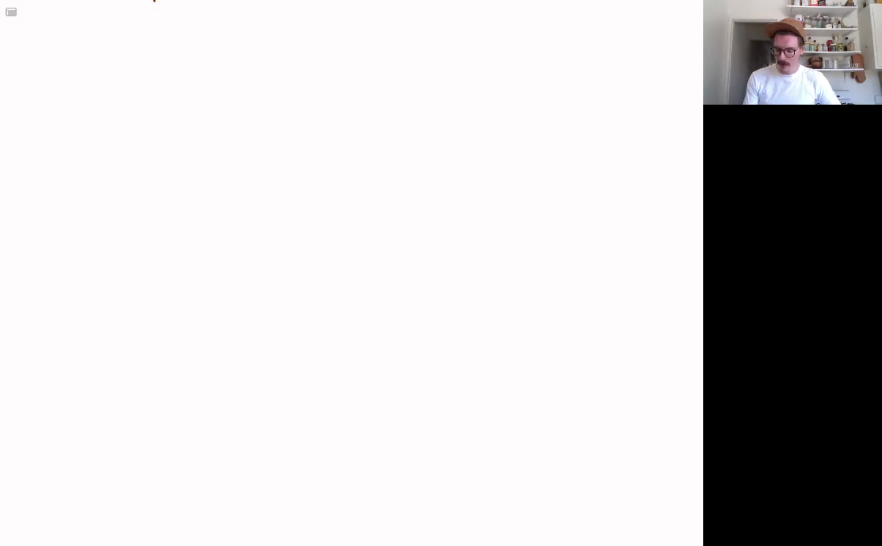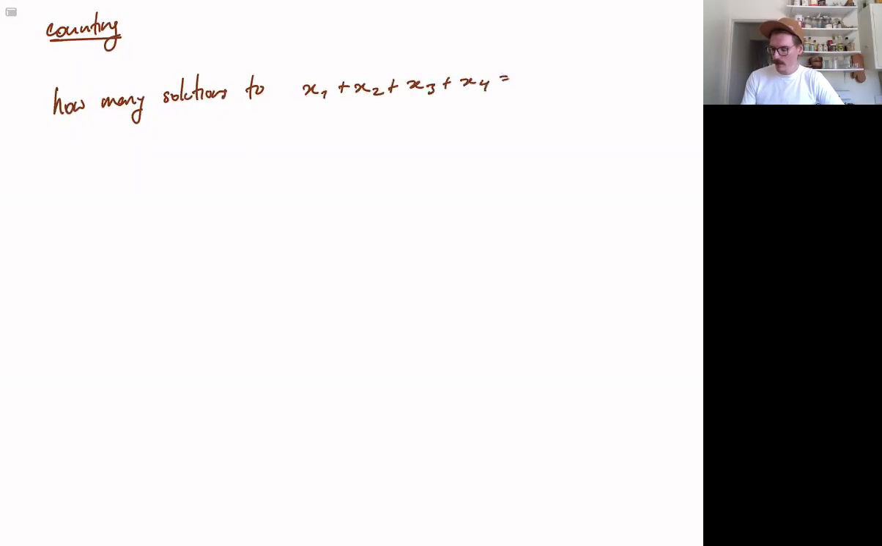All right, so now let's have a little review of counting. We talked about many different topics in counting, but let's just see a couple of problems and work through them. So problem number 1, how many solutions to the equation x1 plus x2 plus x3 plus x4 equals 17 for x1 through x4 non-negative integers?